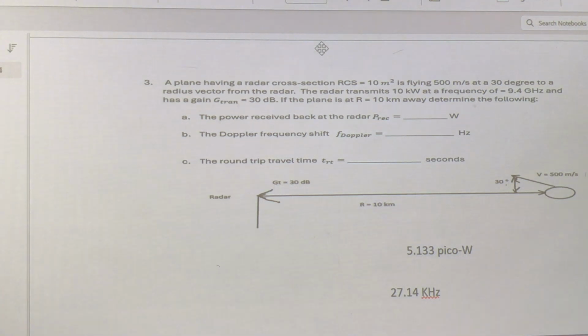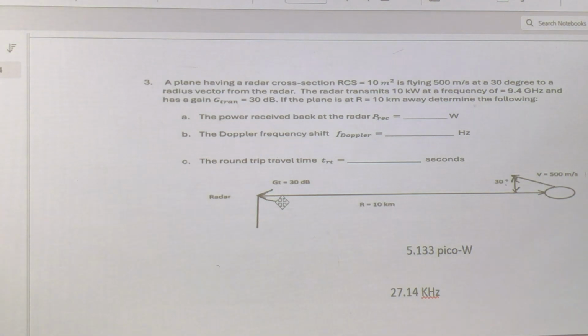Now you can do this several ways. Probably the easiest way is just P received at the radar divided by P transmitted, but you could also calculate the incident power density right here, just like we did for free space. Multiply the incident power density by the RCS of the object. Now you have the total reflected power. Then divide that by 4 pi r squared. Now you have the power density back here. And then if you multiply that by the aperture, which would be lambda squared over 4 pi times the gain of that antenna, now you have the power received. So you could do it that way.